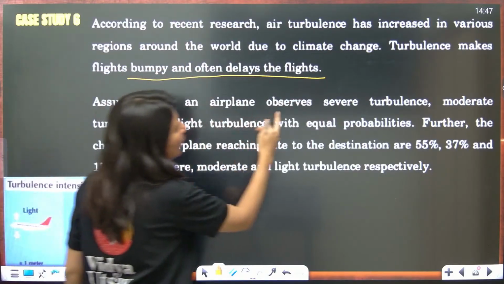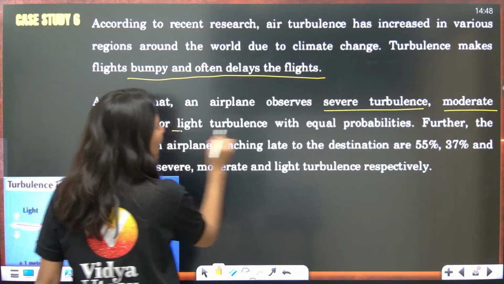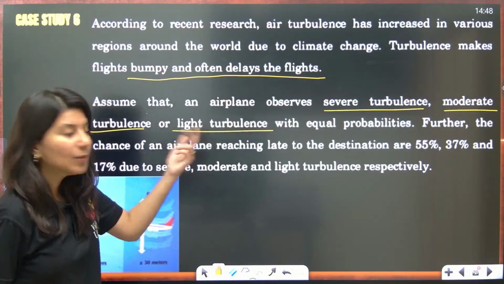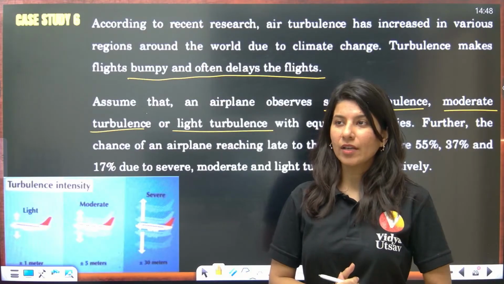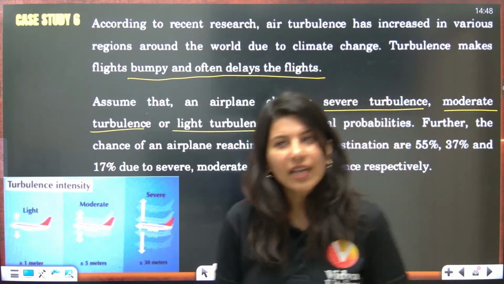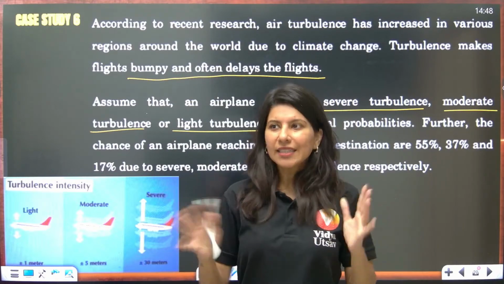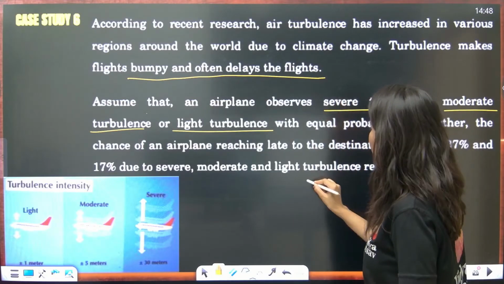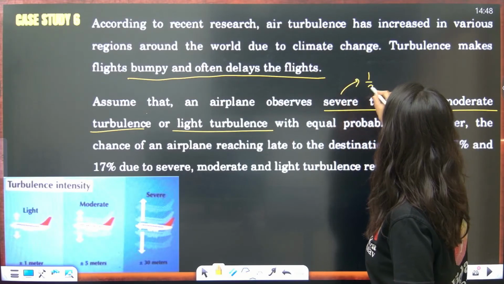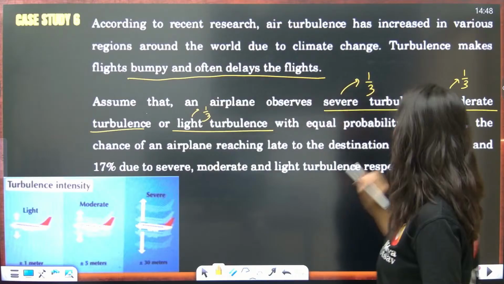Assume that an airplane observes severe turbulence, moderate turbulence or light turbulence with equal probability. Equal probability means that suppose you are traveling on a flight, and I come and ask you what do you think is going to happen today? Do you feel light turbulence will be there, or moderate, or severe? You will be like, 33.33% chances are there, equal probability. So the probability of severe turbulence is 1/3, moderate also 1/3 and light turbulence also 1/3, because of equal probability.